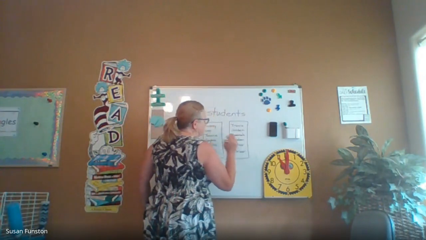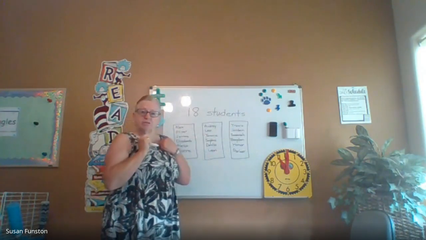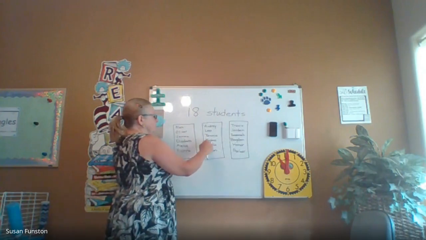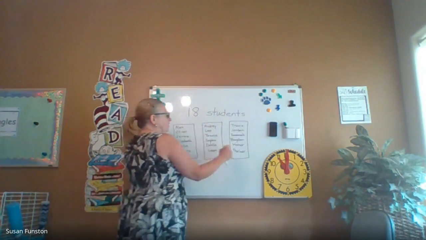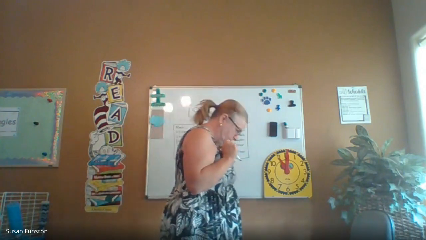So I have divided my 18 students into 3 groups. Are my groups equal? 1, 2, 3, 4, 5, 6. 1, 2, 3, 4, 5, 6. 1, 2, 3, 4, 5, 6. So I have equal groups.